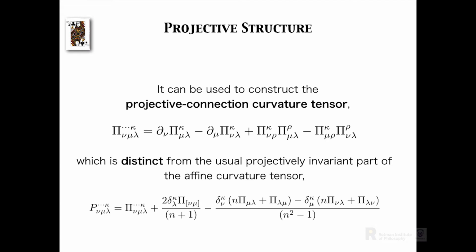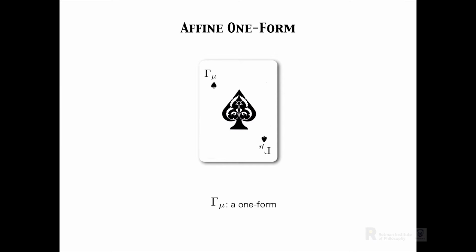You can also define a projective connection curvature tensor, which is different from the projectively invariant part of the affine curvature tensor. So P here is what's traditionally in the literature, it's everywhere, the projective invariant part of the curvature tensor, but it's distinct from this thing here. And then you have the affine one form that essentially determines the affine parameter along the path, right?